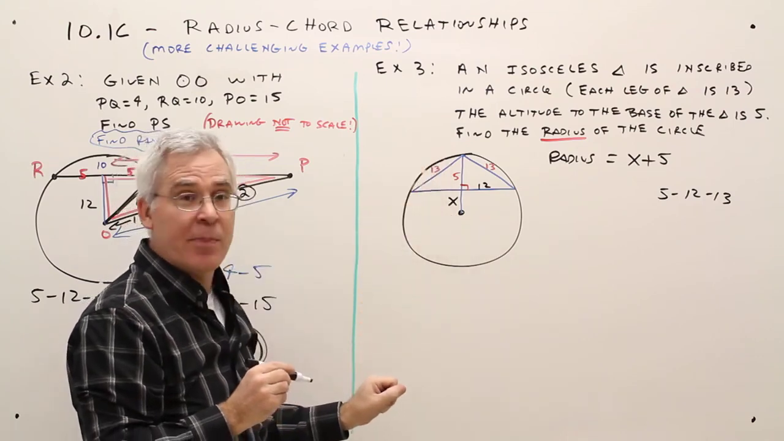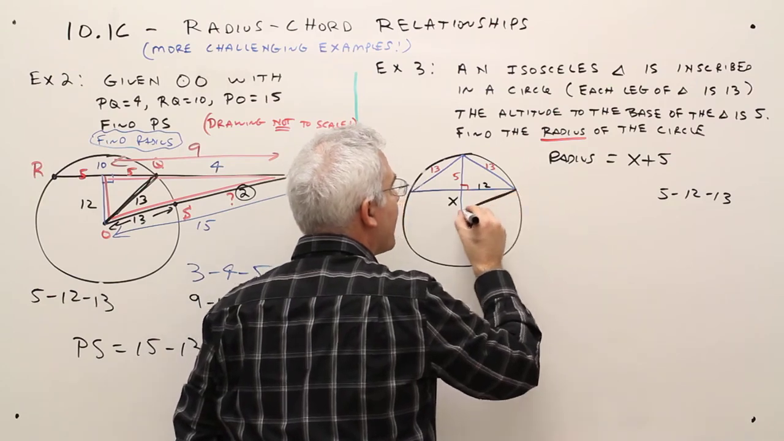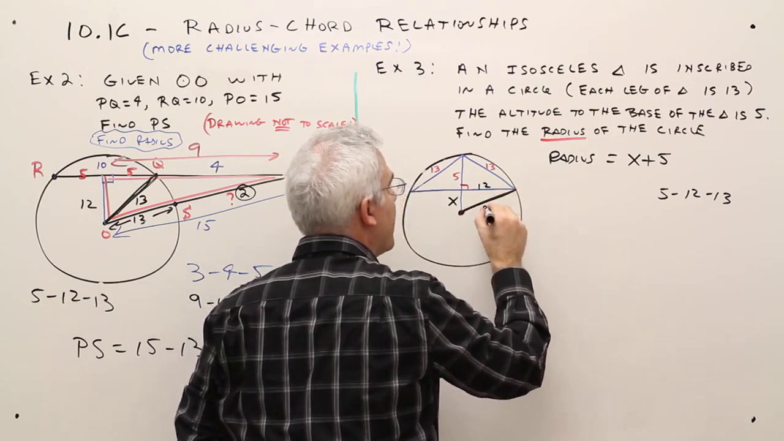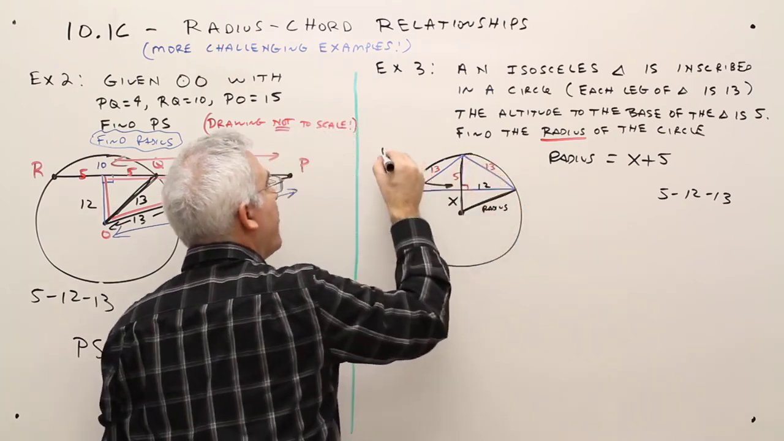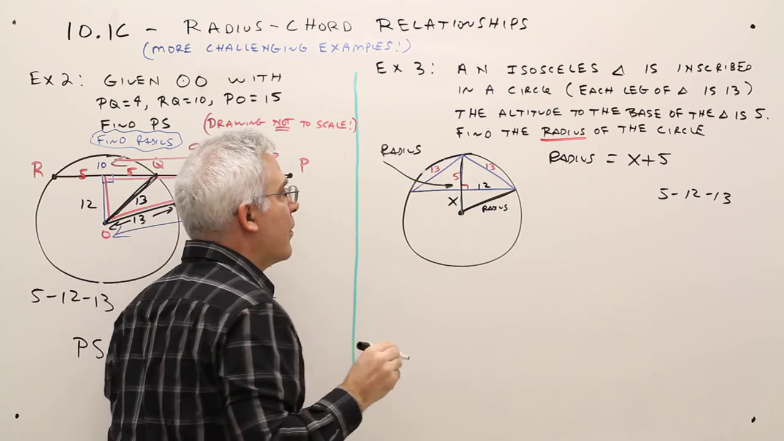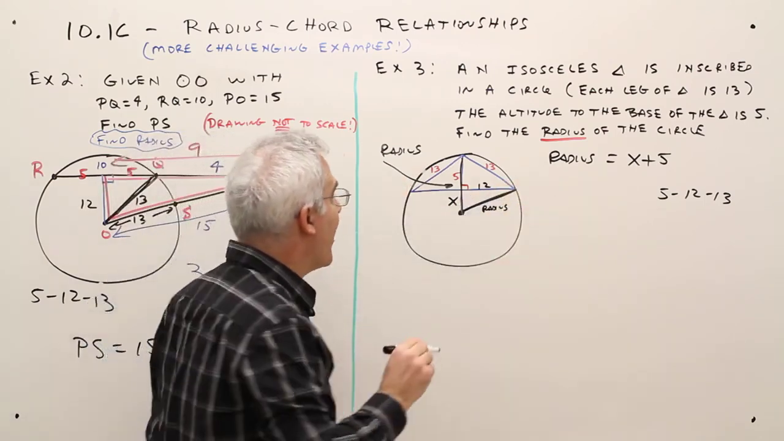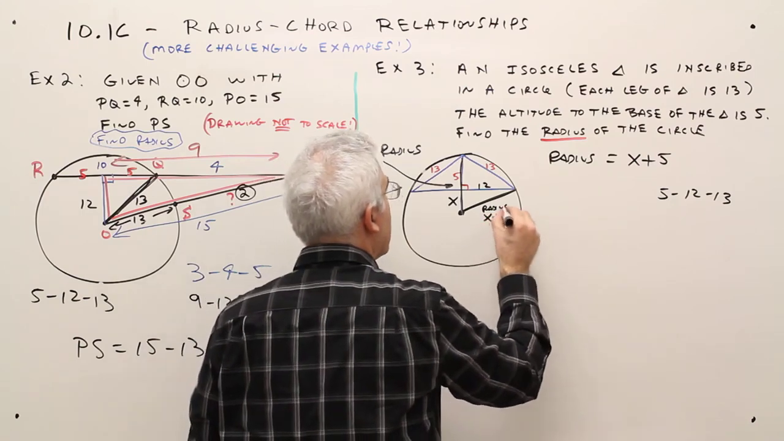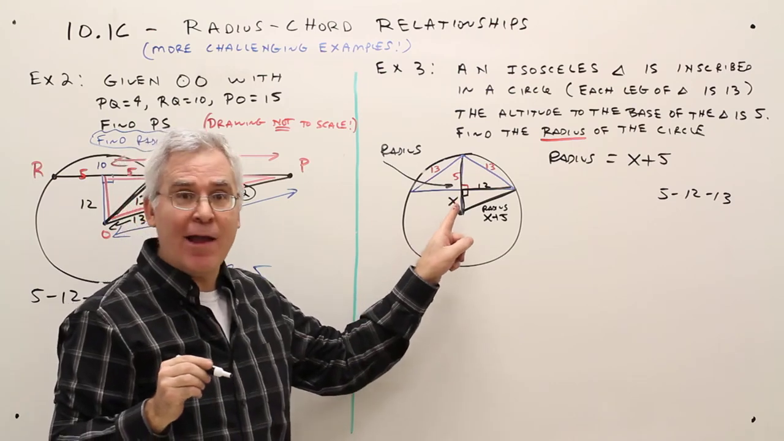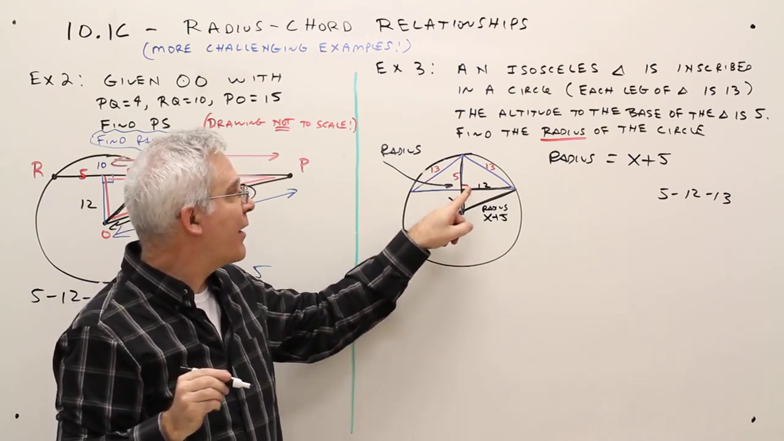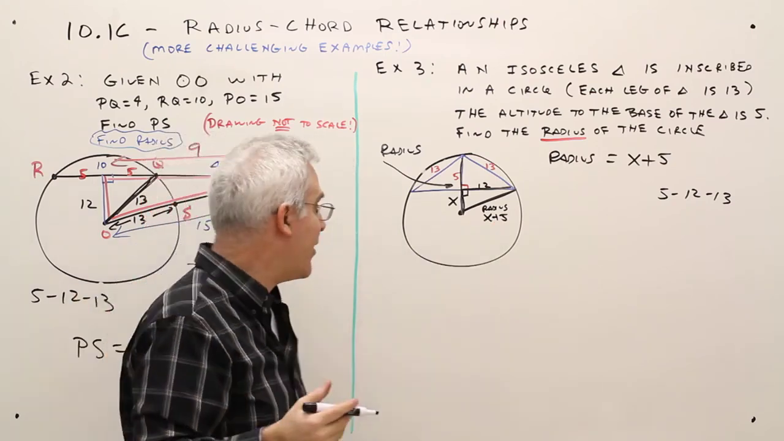Then I'm going to do something crazy. I'm going to draw another radius. So just to let you know, that's a radius there, and that's a radius there. And I know that that radius is x plus 5. So now I've got a right triangle with legs of x and 12 and a hypotenuse of x plus 5. I can now use the Pythagorean theorem.